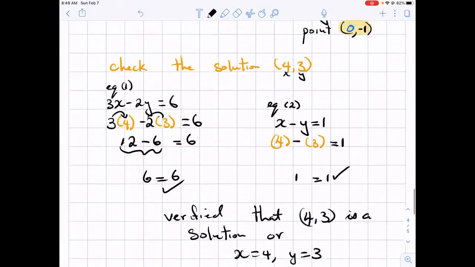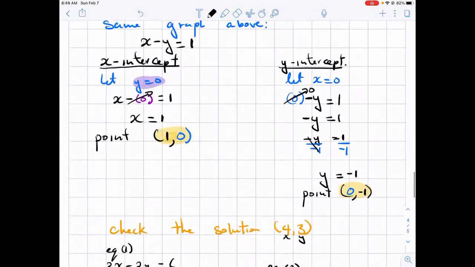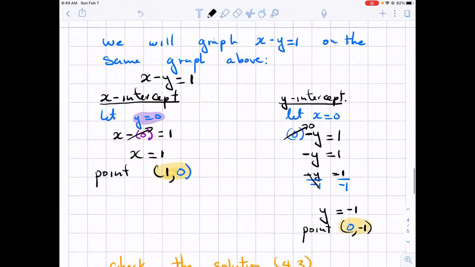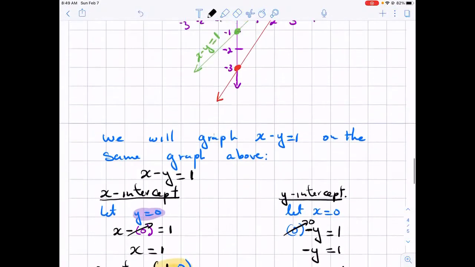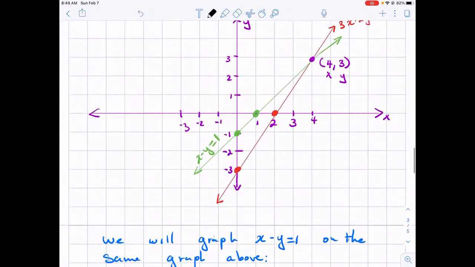Now, if you had checked any other point, you would see it is not a solution. So this was a good example to show you that with graphing, if you're not very neat, you are not going to get the correct answer. You have to be very precise with your graph to make sure you have the correct answer.